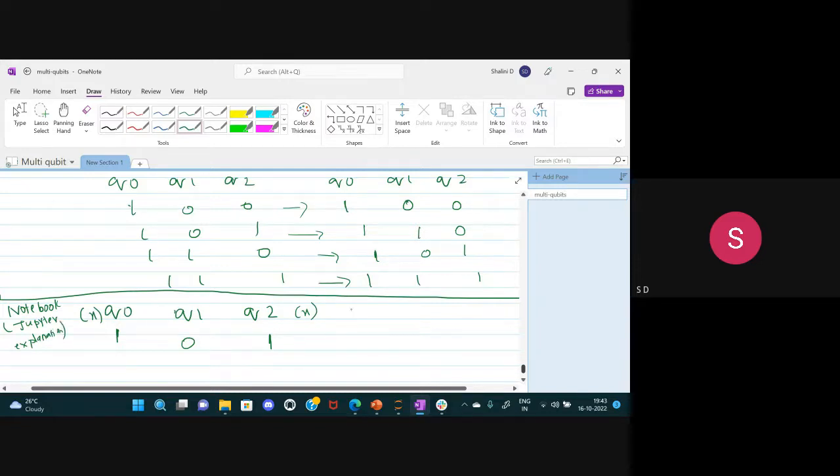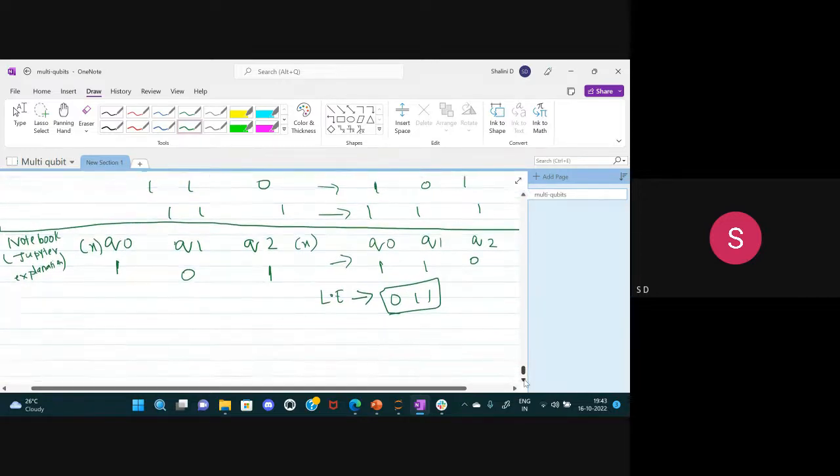So after applying C swap, what will we get? Q0, Q1, Q2. What will we get? 1 1 0. So how do we represent it in little endian? Q2, Q1, Q0 now. So it should be 0 1 1.